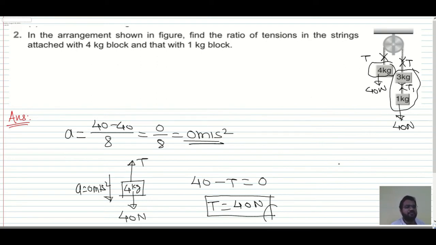What is T1 then? Draw the FBD of the 1 kg block. This is the 1 kg block we have.